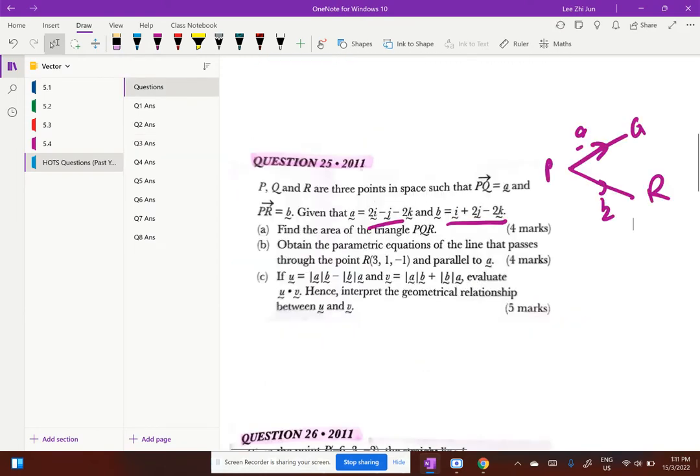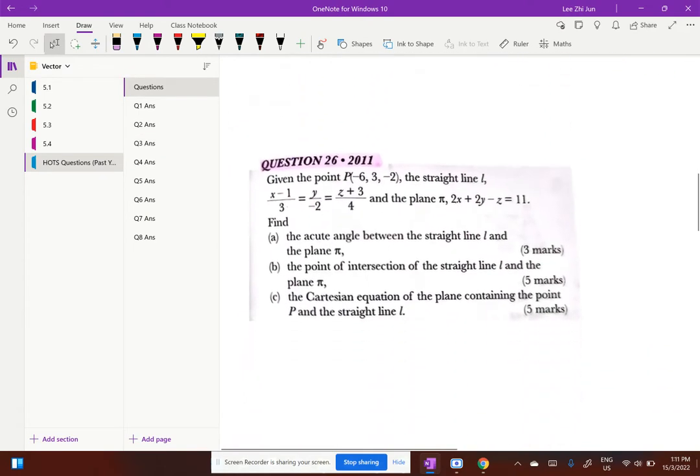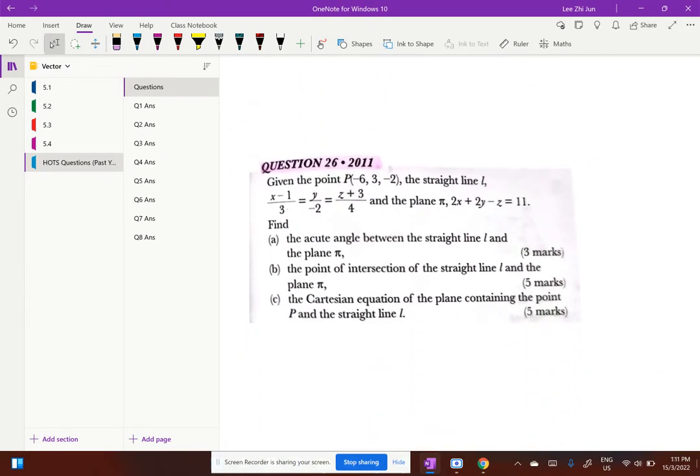Okay, so given the point and the straight line and the plane, we need to find the acute angle between the straight line and the plane, and find the point of intersection and the Cartesian equation. Okay, let's go.